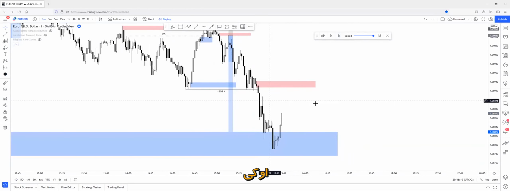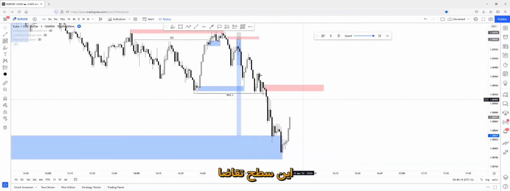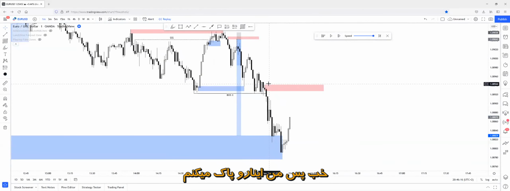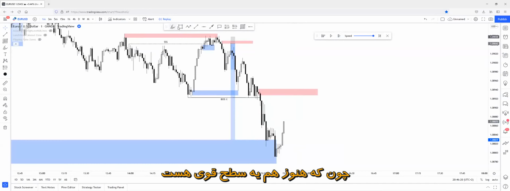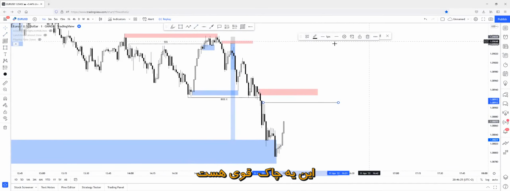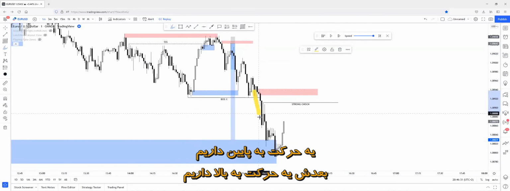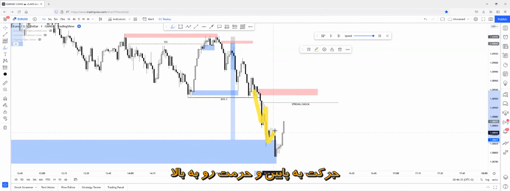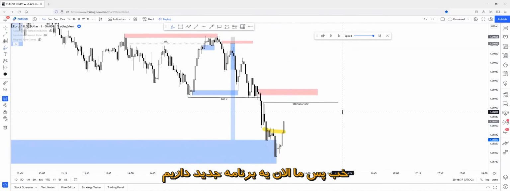Okay, actually, another supply zone has formed and the 50% mitigation has happened on this demand zone. So right now, I will just remove this supply. I will just keep this supply because it's still a strong supply. This is our character changing line right here. This is our strong change of character. Because as you can see, here was a downside movement, upside movement, downside movement, upside movement, downside movement. So this is a weak change of character line, and this is a strong change of character line.